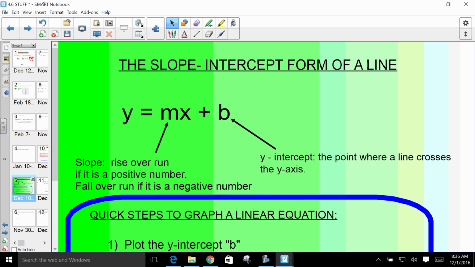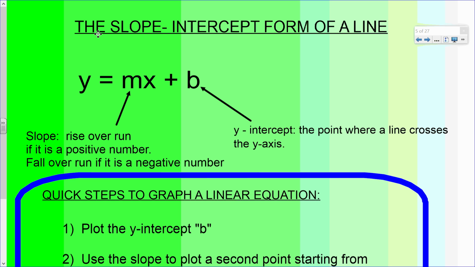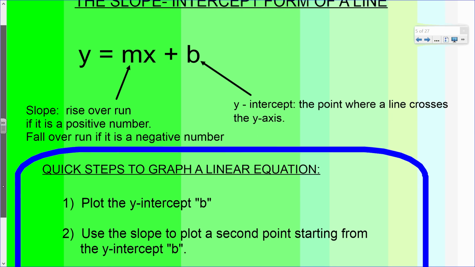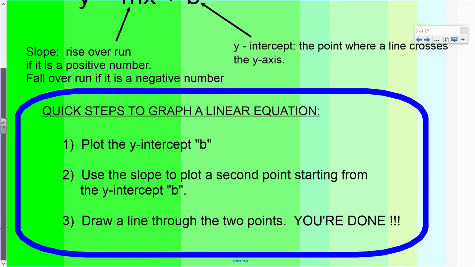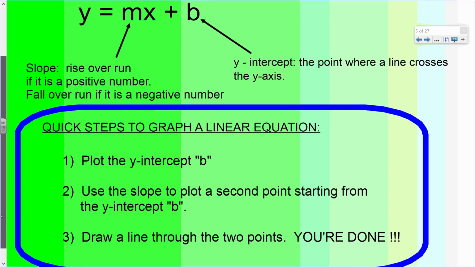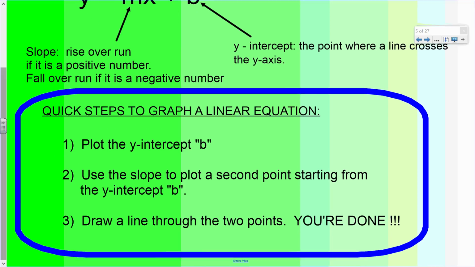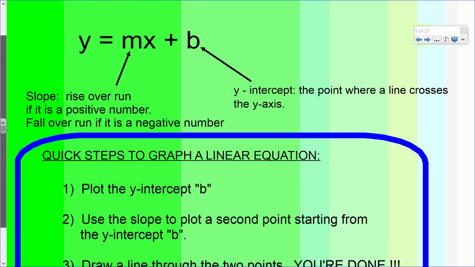Now the cool thing is, if we want to graph an equation now, we're going to use these 3 easy steps. In other words, once we have an equation in this form, y equals mx plus b, we know right away what the slope of the line is. It's whatever's in front of the x. And we know what the y-intercept is. It's the number that's by itself without the x.